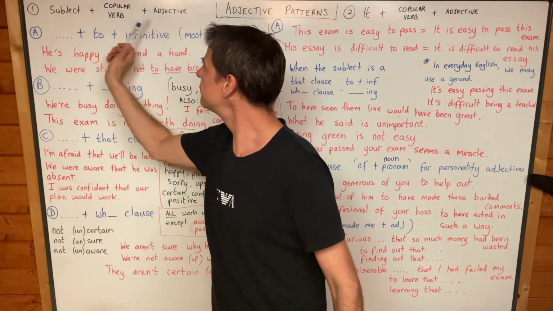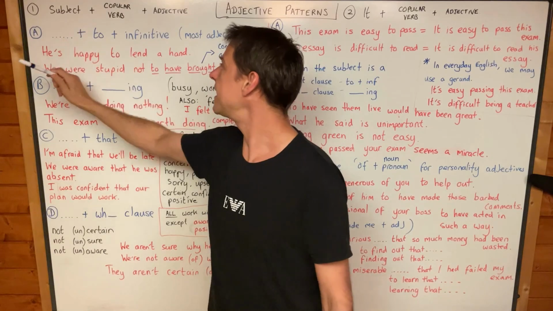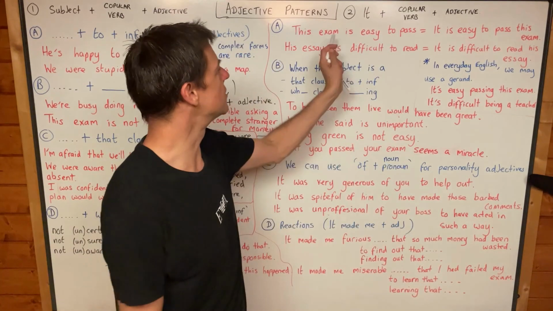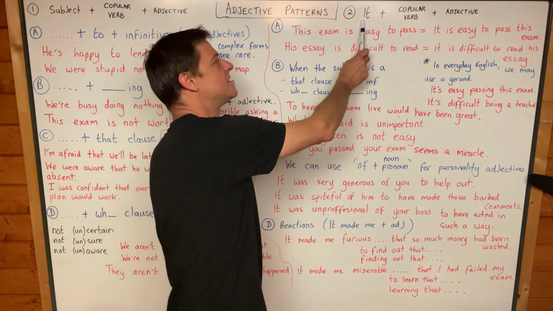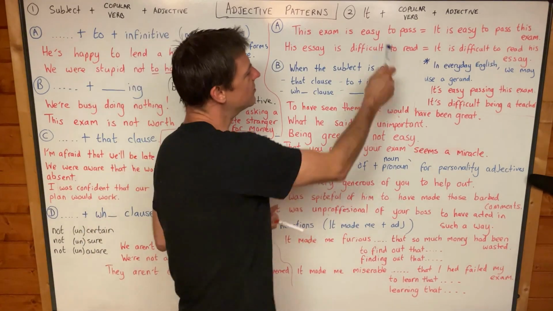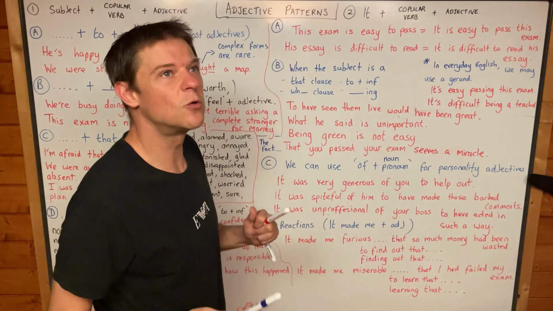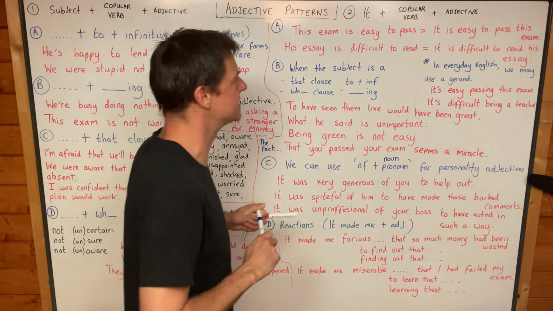So there are two patterns that we're going to look at today: number 1, subject and copular verb and adjective, and number 2, it and copular verb and adjective. So we're going to treat the it form as a special case, and this is because the it, when you front the it like this, it's called extraposition. Yeah, it's got a flashy name. We're not going to go through that name today.